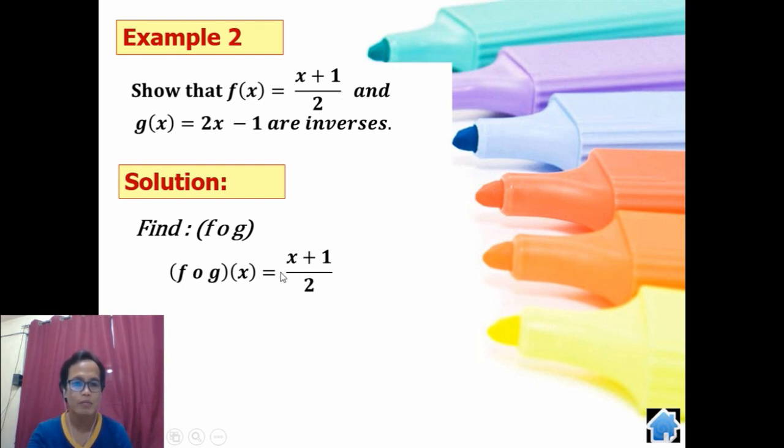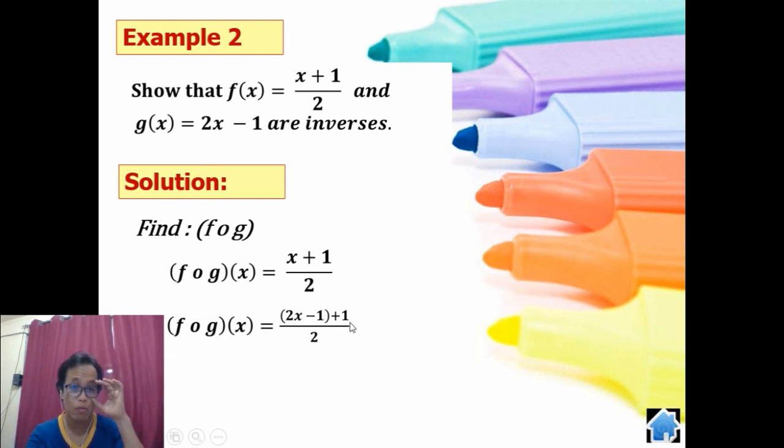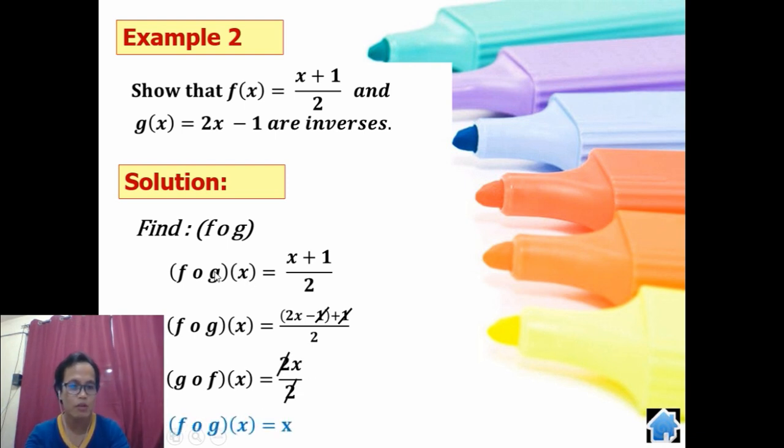And we will substitute for x here, this x, we replace with the function g, which is 2x minus 1. So, we can have this equation. Instead of writing x, we replace x with g, which is 2x minus 1. Then we copy plus 1, then over 2. Then since negative 1 plus 1, we can cancel that out, for that is 0. So, what remains is 2x over 2. Then, cancel the 2. So, what remains is x. So, the composition of f and g is equal to x.